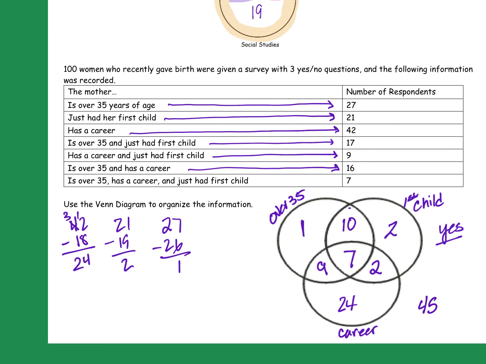I have to add every number in there. And that's like 55. How many ladies all together said yes in the survey? That said yes to one of the 3 questions: over 35, has 1 child, or has a career. So those are the ones that said yes to one of these. Okay? 45 said no to all 3 of them. So probably a lot of those 45 were not first children, right?